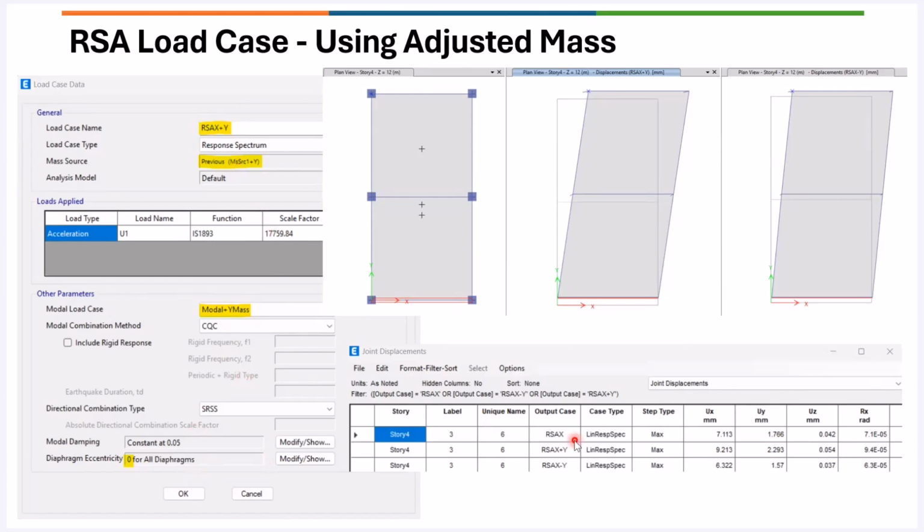For this case, it is without eccentricity 7.1 mm, and then we have positive shift, so it has shifted by 9, and then with the negative, it has shifted only 6. So this is the median and positive and negative values. So that is how the response spectrum case utilizes the shift and then performs the analysis based on the shifted mass.